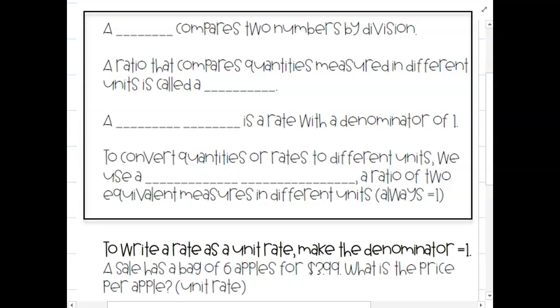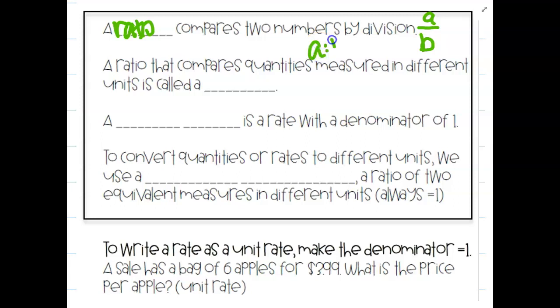So a ratio compares two numbers by division. A ratio compares two numbers by division. Honestly, a ratio, for the most part, is going to look like a fraction. It doesn't have to look like a fraction, but most often, a ratio is going to look like A over B. Now, if it's a ratio, there's a couple different ways you can say it. You can say A over B, but you can say A to B, because you're comparing A to B. That's how you would say that.